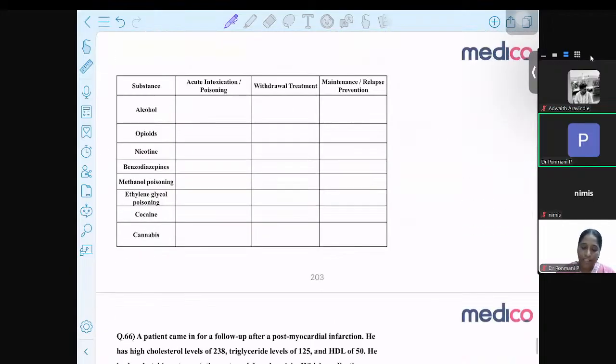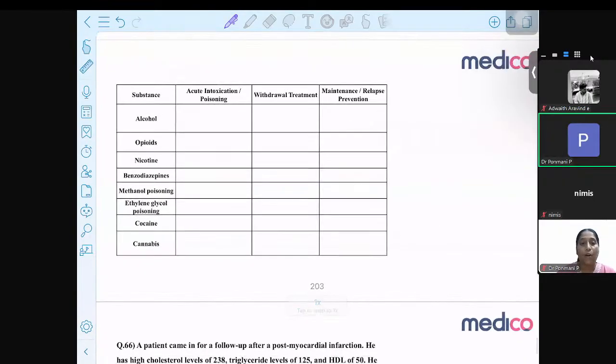So I will give you a simple thing about what to answer if they ask the other things also. So for alcohol, for the normal alcohol, which is ethanol, if they ask you what do you do for acute intoxication, it is mostly symptomatic treatment. For withdrawal, the patient is going to have delirium. There you are going to use benzodiazepines, which was asked in the question.